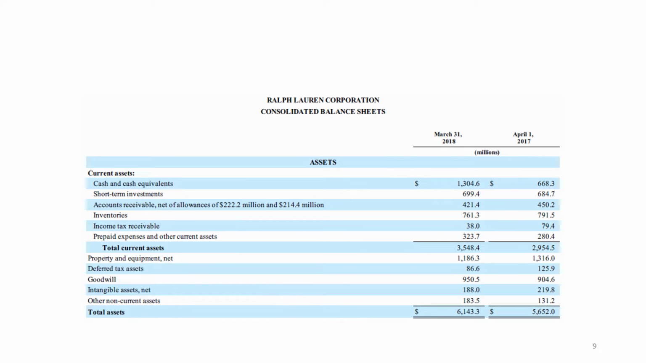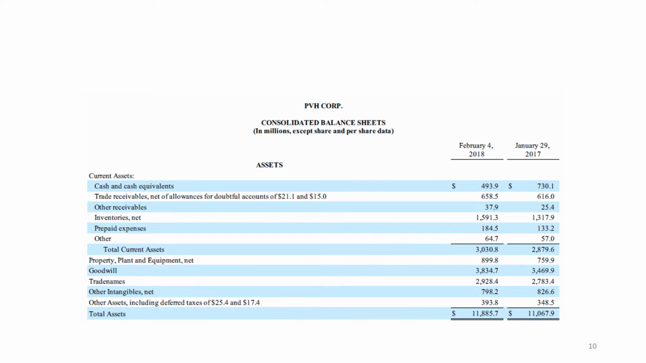So then if you go down to that total asset line item, you can see that Polo has about $6.1 million in total assets. Okay. See, then we've got that kind of pointed out right there.